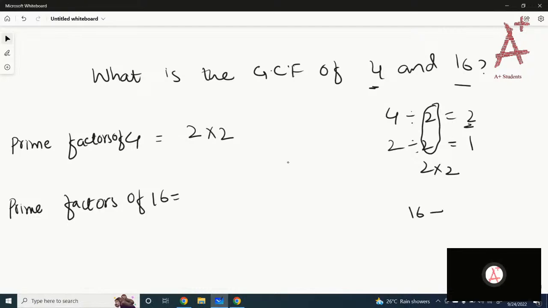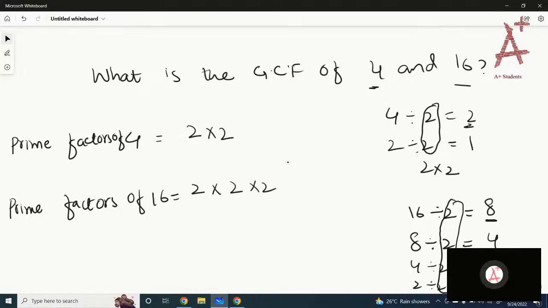And also for 16 you have to divide by 2. The smallest prime number that can divide 16 is 2. So 16 divided by 2 is 8. Now you have to divide this 8 again by a prime number, so it is 2, and then you have 4. 4 divided by 2 is again 2, and 2 divided by 2 is again 1. You have to divide until you get 1. Got it? So the prime factors of 16 are 2 times 2 times 2 times 2.